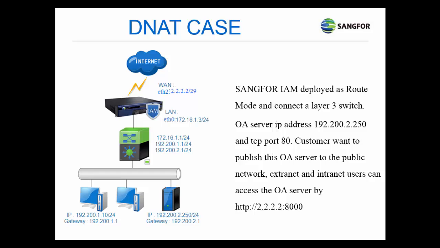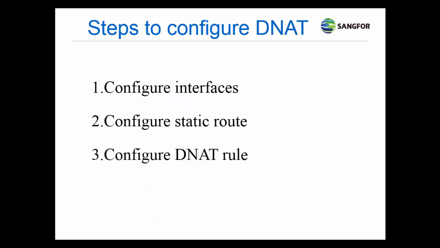For IAM deployed in router mode and connected to a layer 2 switch, the OS server IP address is 192.200.2.250 and TCP port 80. The customer wants to publish this OS server to the public network, so that extranet and intranet users can access the OS server.